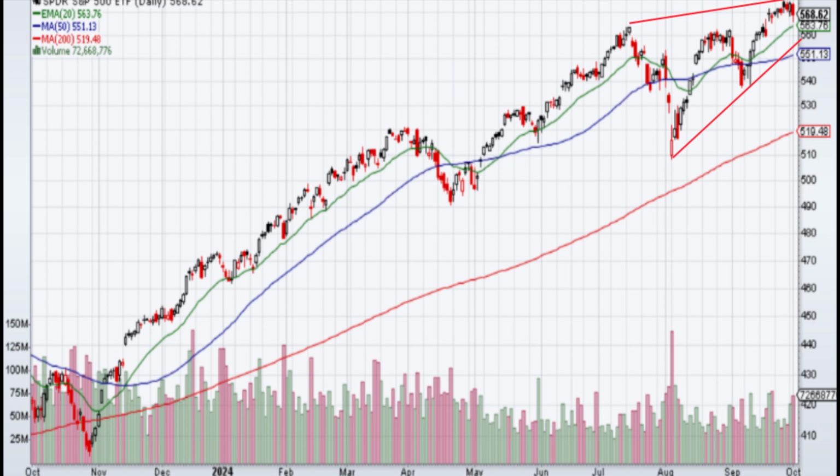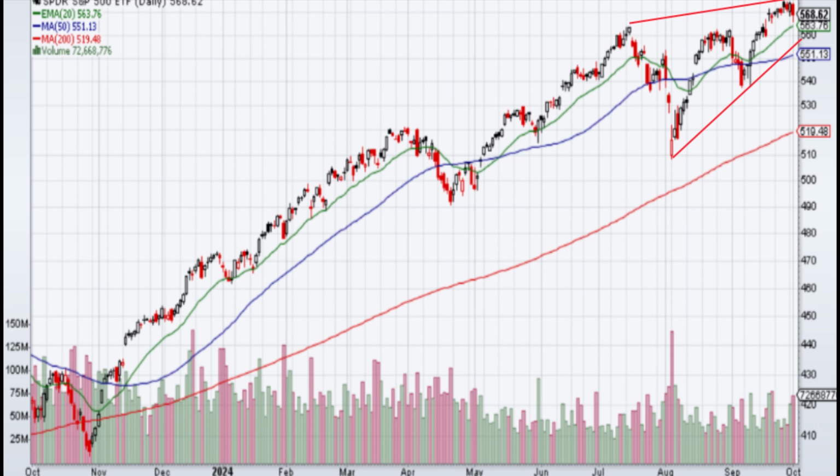Now, let's break down the key support and resistance levels. Starting with support, the first significant level is the 20-day EMA, which is currently around $563. This level has provided strong support in the recent uptrend, and a break below this could signal a potential shift in momentum. The next major support comes in at the 50-day SMA, approximately at $551.13, a level that could serve as a cushion if the 20-day EMA fails to hold.